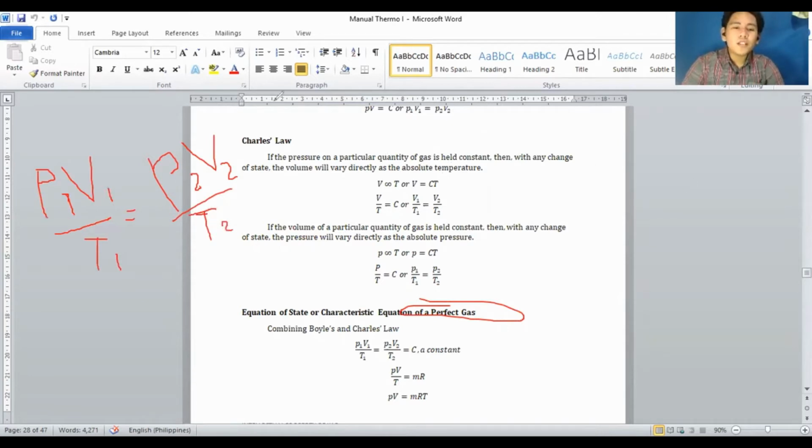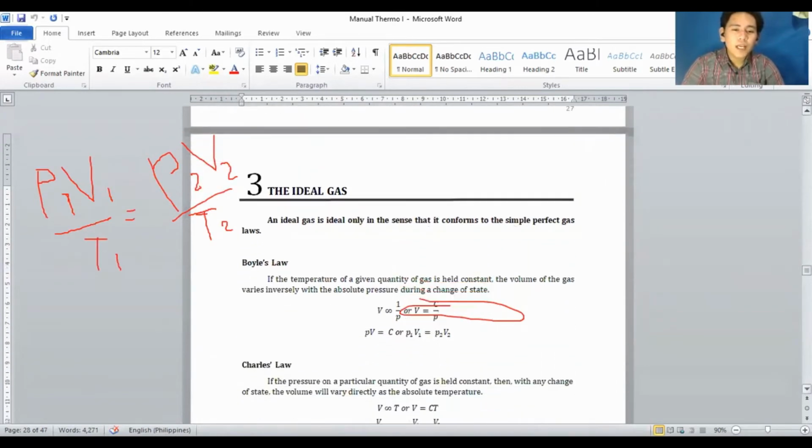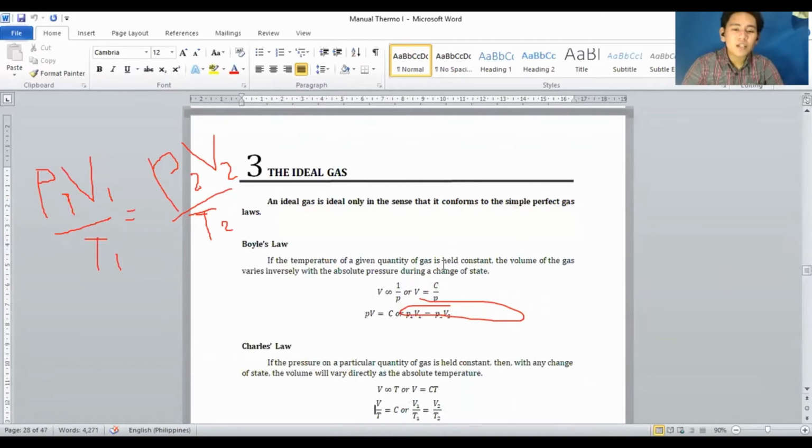In Boyle's law, the temperature of a given quantity of gas is held constant. Therefore, if the temperature is constant, we cancel this T1 and this T2. The equation left would be your P1 V1 equals P2 V2, which is here.